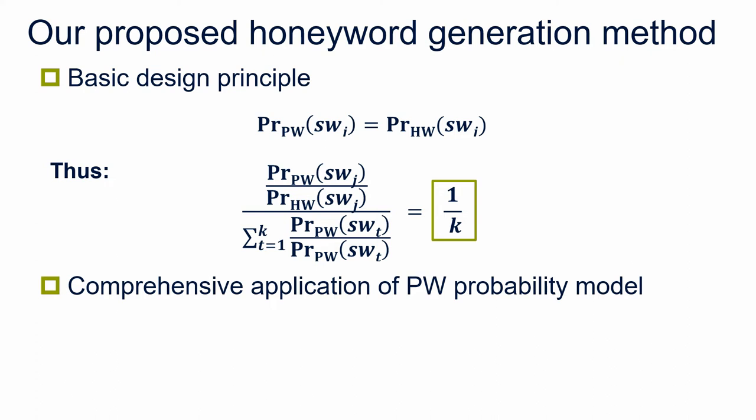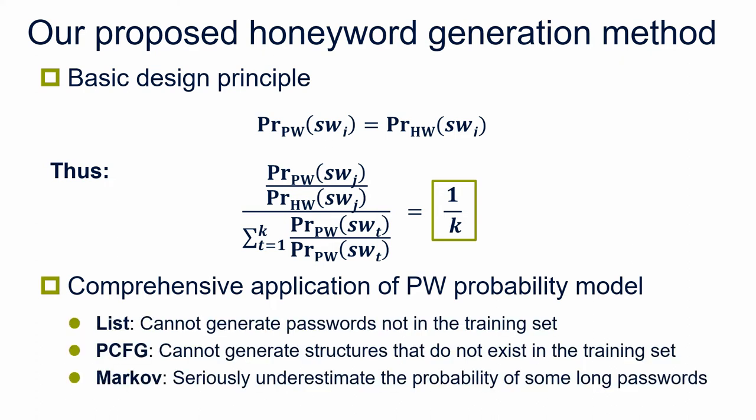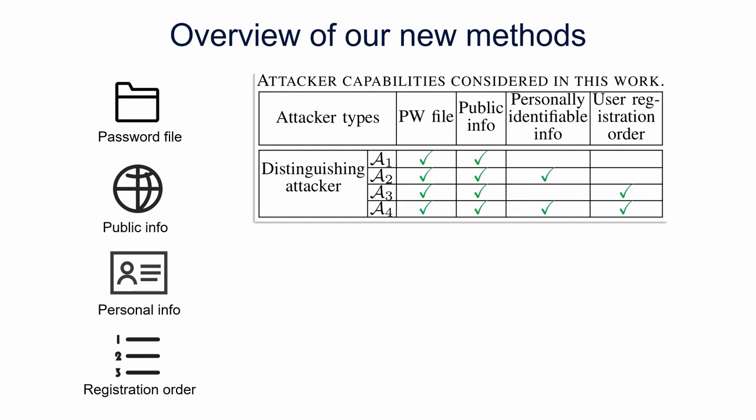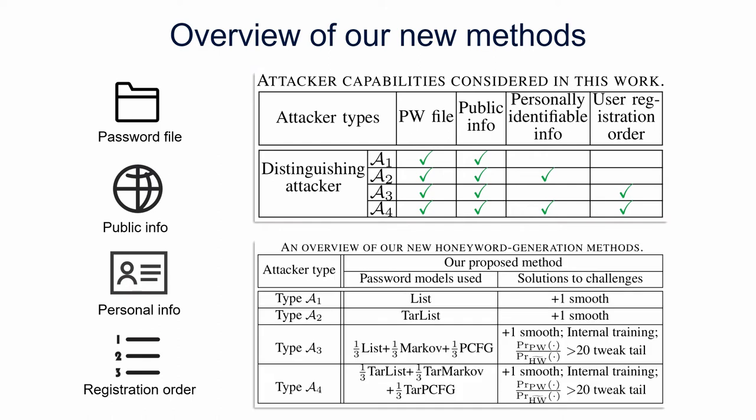Considering that every model is not good enough, for example, the list model cannot generate passwords not in the training set. For PCFG, it cannot generate structures that do not exist in the training set. For Markov, it seriously underestimates the probability of some long passwords. As a result, we can use a hybrid method to generate Honeywords. According to different information available to the attacker, we can divide the attacker into 4 types. In reality, under different kinds of attacker, the best attacker will be different. To resist this different best attacker, we need a different best Honeywords method. The table below is the overview of our 4 new Honeywords generation methods. Here, we will focus on the introduction of hybrid methods.